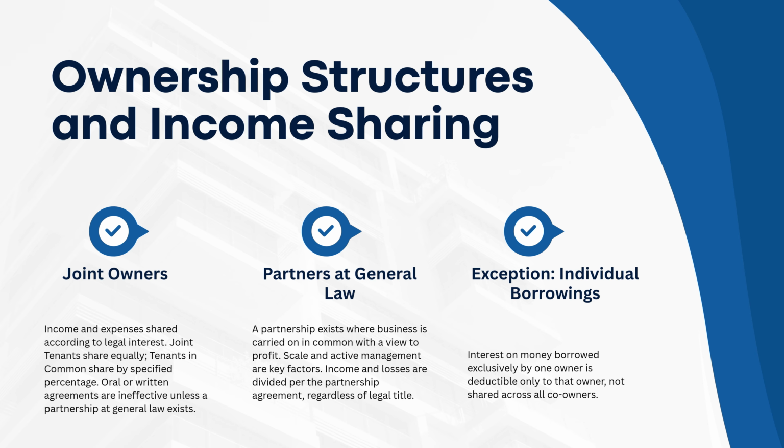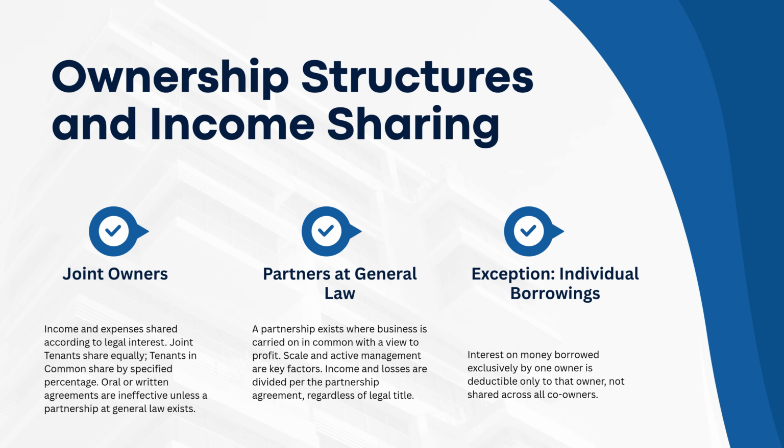For joint owners, income and expenses must be shared strictly according to their legal interest, whether as joint tenants holding equal shares, or tenants in common holding specified percentages. Private agreements to split profits differently have no effect for tax purposes unless a formal partnership at general law exists. The only exception is if one owner solely borrows money to acquire their specific interest, they claim that interest deduction.